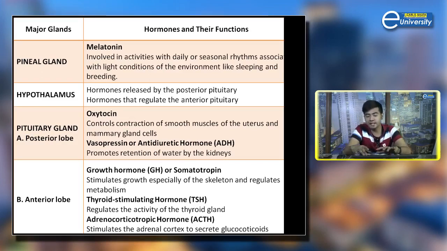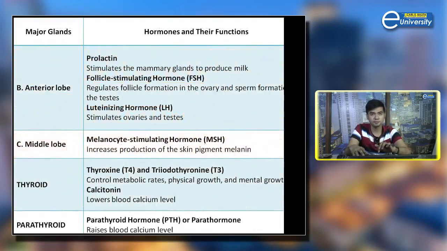Next are the hormones secreted by the anterior lobe. We have the growth hormone or the somatotropin. It stimulates growth, especially of the skeleton, and regulates metabolism. Next is the anterior lobe, which releases the thyroid stimulating hormone and the adrenocorticotropic hormone. The TSH or the thyroid stimulating hormone regulates the activity of the thyroid gland, while the adrenocorticotropic hormone stimulates the adrenal cortex to secrete glucocorticoids.